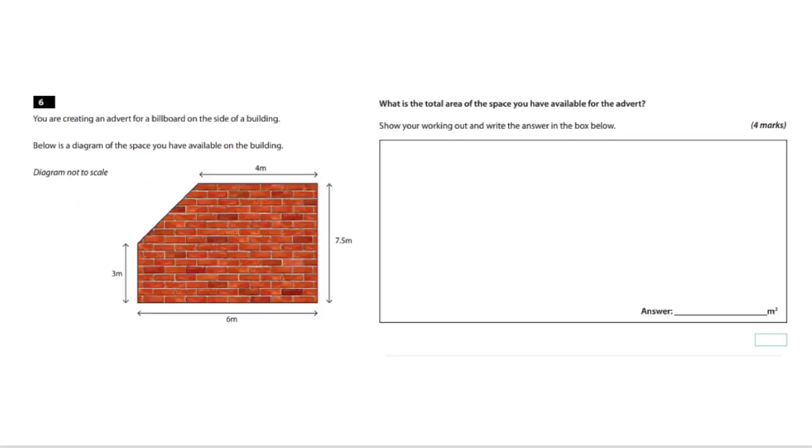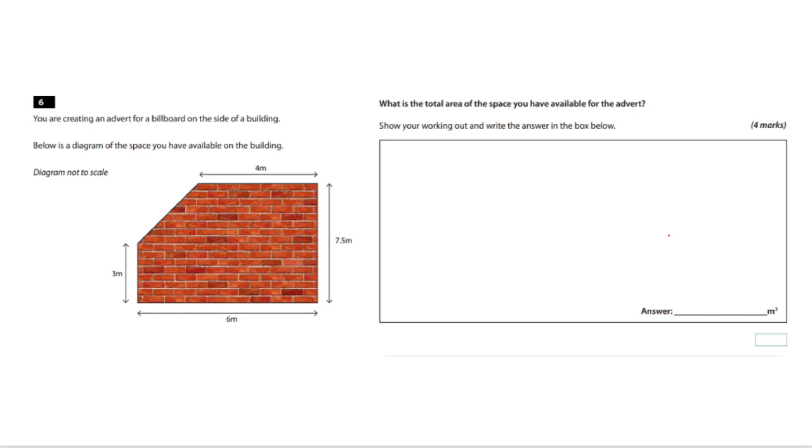Question 6. You are creating an advert for a billboard on the side of a building. Below is a diagram of the space you have available on the building. What is the total area of the space you have available for the advert? So this is a compound shape, so what we have to do is sort of cut the shape into sections to work out the area of individual sections, and then add those up to get the total area.